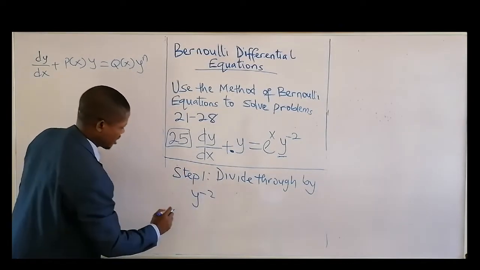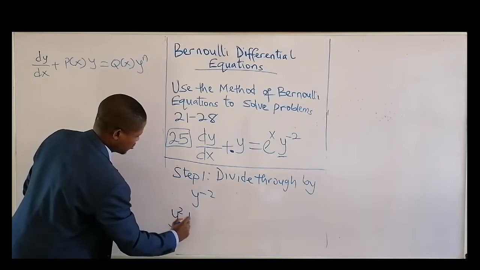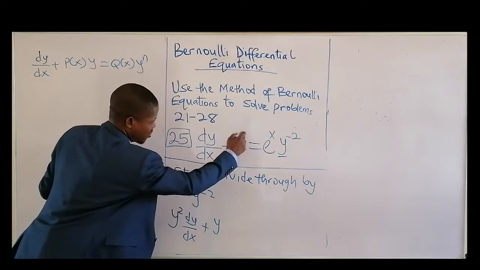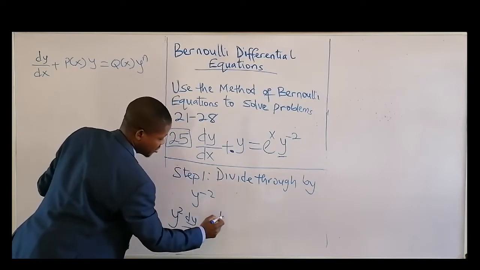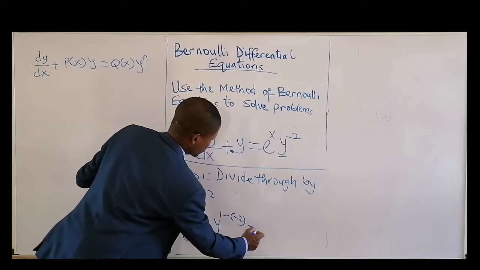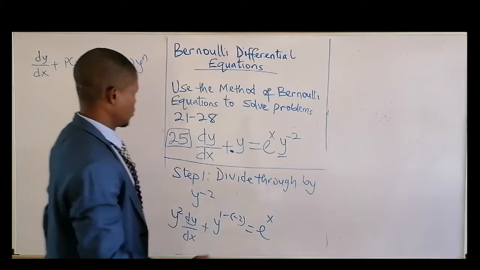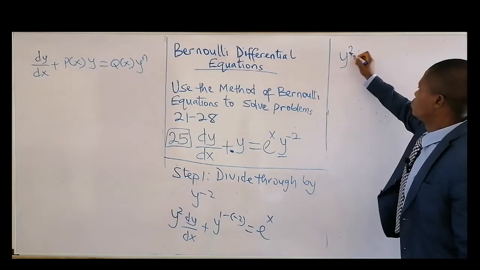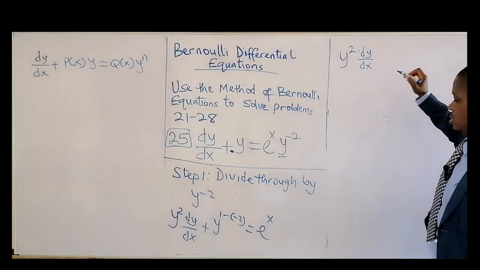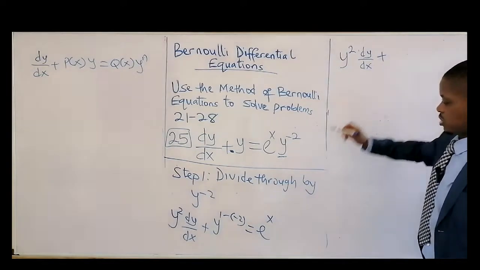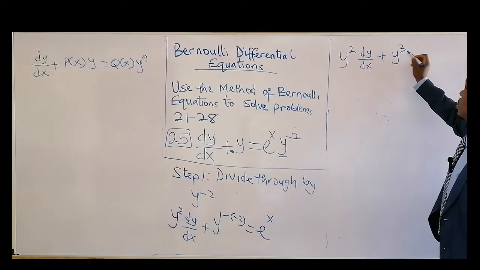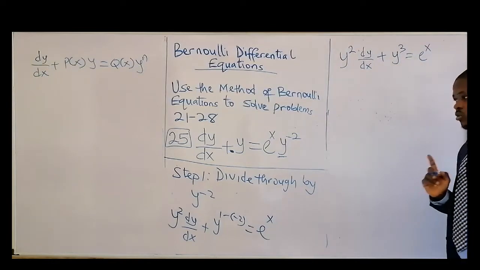So divide through by this, then we have y squared dy/dx plus, this is having power 1, so 1, since we are dividing, that'll be minus, to bracket minus 2, equal to e to the power x. And that will give us y squared dy/dx plus, minus times minus, that's plus. So 1 plus 2, that's a 3, equal to e to the power x. And I want you to observe something.